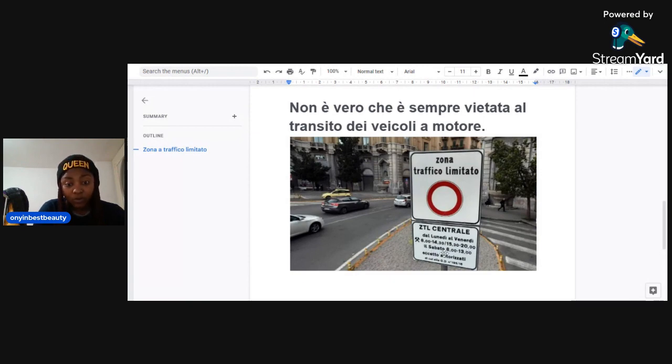Then on Sabato, il sabato, 8 to 13. On Saturday, from 8 o'clock to 1 o'clock, you cannot enter. Anything from 1 onwards, you can enter. Okay, guys? Anything from 1 o'clock on Saturdays, you can enter the zona traffico limitato. But from 8 to 1, it is not possible for you to enter.